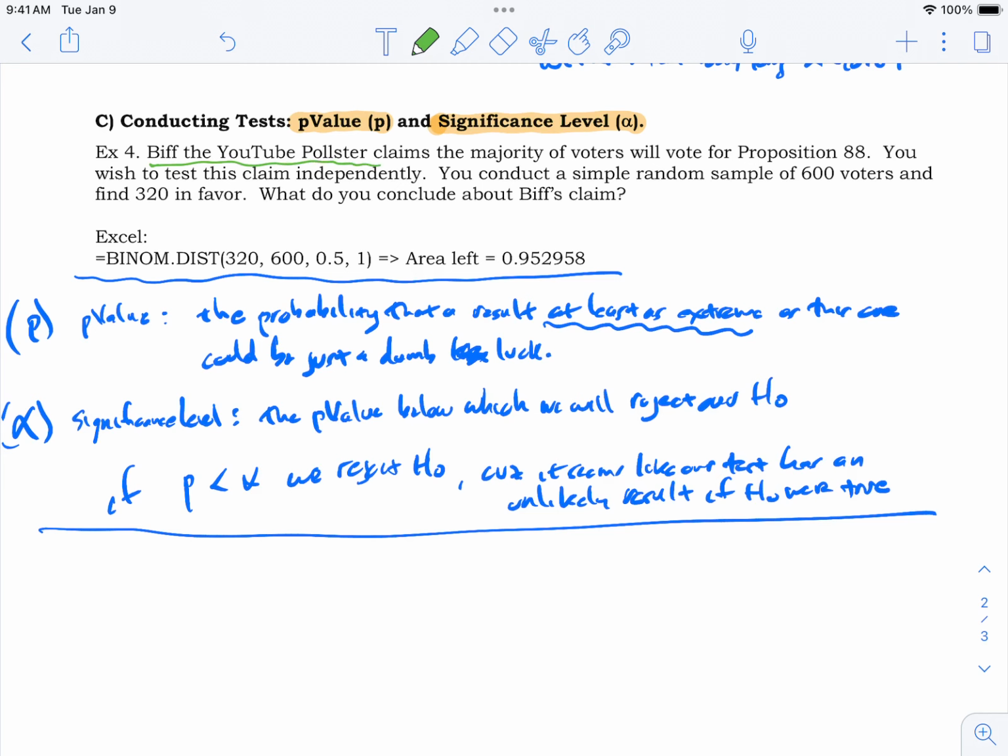Biff, the YouTube pollster, claims the majority of voters will vote for Proposition 88. That's his claim. He says he's been talking to lots of people. He did his own poll. I don't know, but that's his claim. But he's just a YouTube pollster, so you decide you'll test the claim yourself.